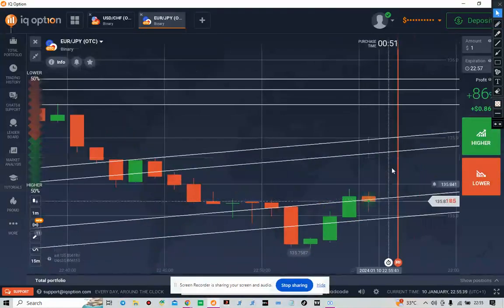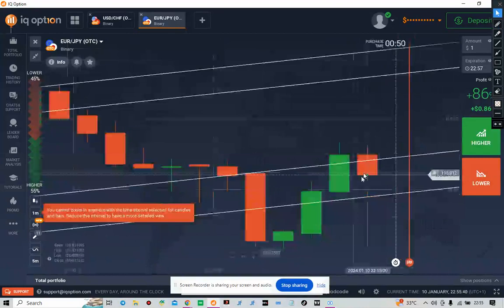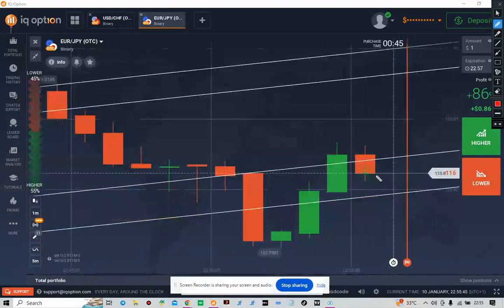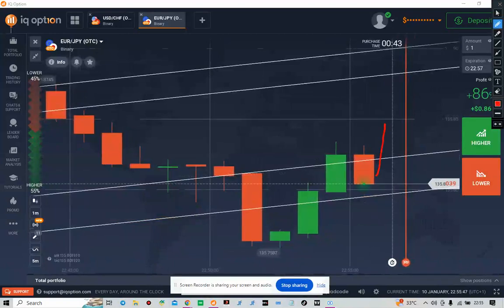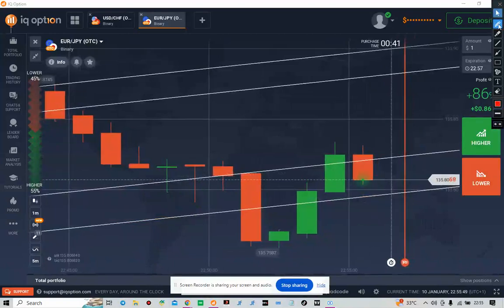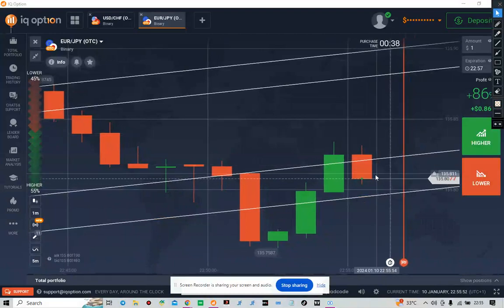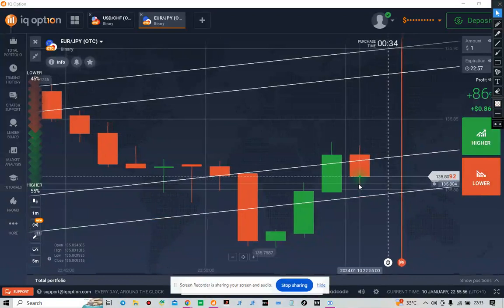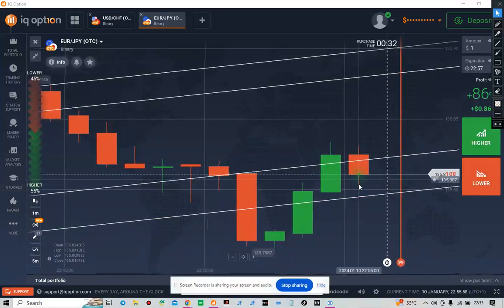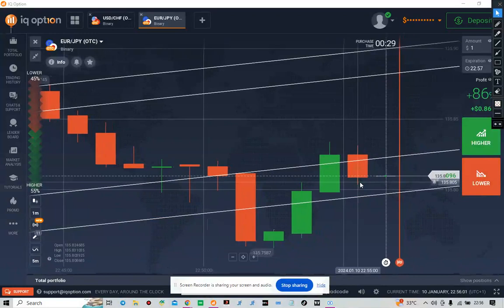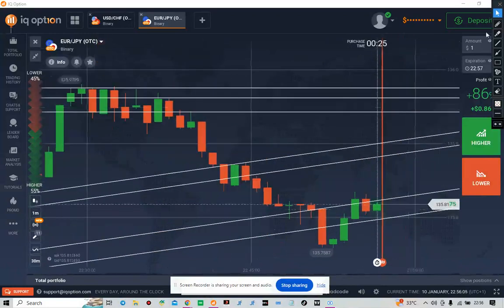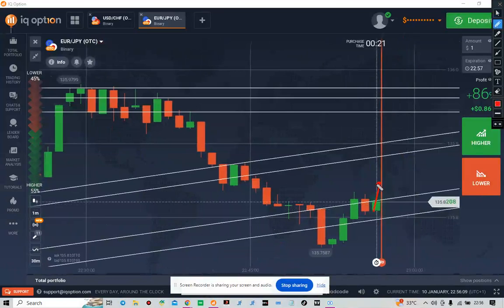Now watch. You see that sellers are entering the market now. If this candle closes with a rejection, buyers will enter. Watch. You can see some rejection from buyers, and there was no gap. So in this kind of situation, I'm expecting buyers to enter the market.